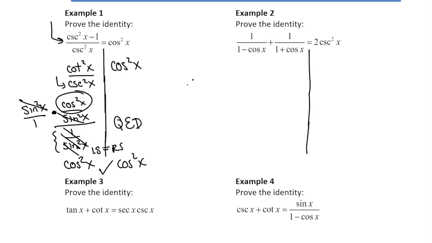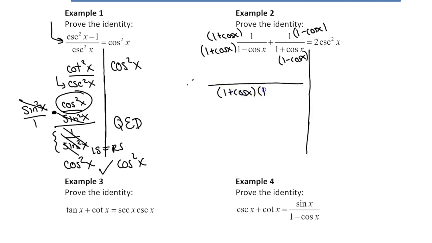And my lowest common denominator is 1 minus cos x times 1 plus cos x. So I could multiply this bottom left by 1 plus cos x, and then I multiply this by 1 plus cos x. And then over here I'd say 1 minus cos x, and here I'd do 1 minus cos x. And if we did that, I could write that all under a single fraction. And here we would say we have 1 plus cos x times 1 minus cos x. And on the top, I would have 1 plus cos x plus 1 minus cos x.